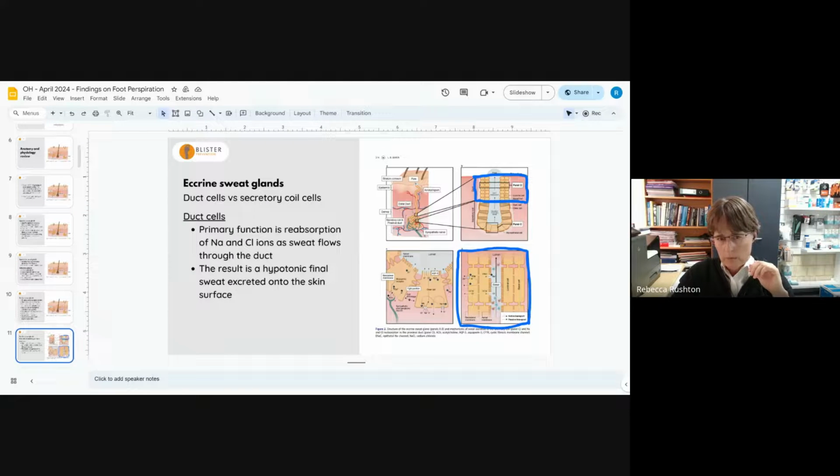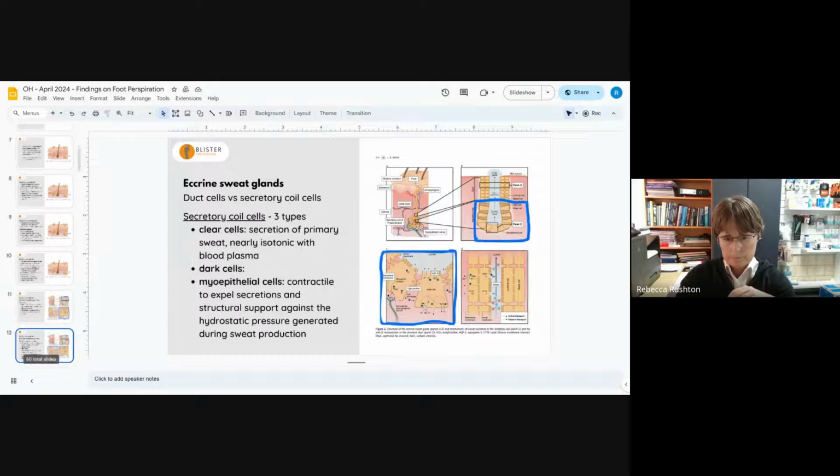If we have a real quick look at the sweat gland cells, they can basically be divided into the duct, which is the straight bit that takes the sweat to the surface of the skin, and the secretory coil, which is like the big ball of wool at the bottom. The bits that I've circled in blue are the duct cells. Their primary function is the reabsorption of sodium and chloride as the sweat passes up towards the skin, such that the sweat that is finally distributed to the skin is hypertonic.